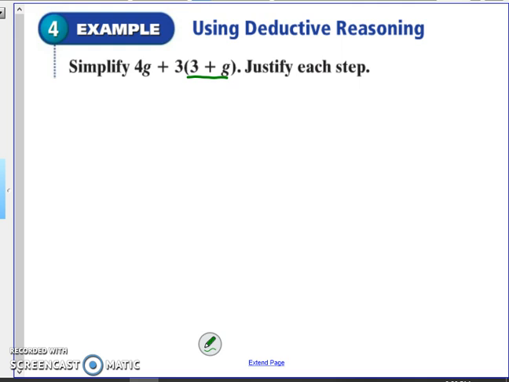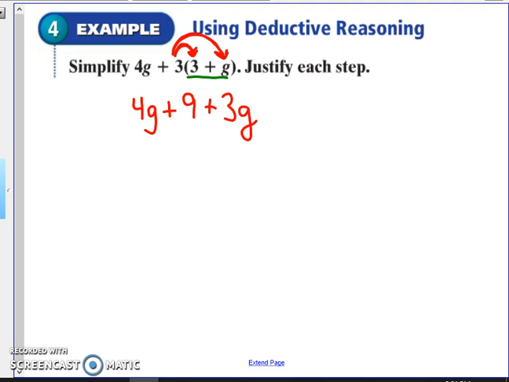Working in parentheses, looking for exponents, neither of those work. But multiply and divide left to right still works as I go through the order of operations. Distributive property is a form of multiplication, so I can distribute this. I haven't done anything with the 4g, so I'm going to bring that down. Plus, when I distribute 3 groups of 3, 3 groups of 3 is actually 9. Plus 3 groups of g, well that's 3g.